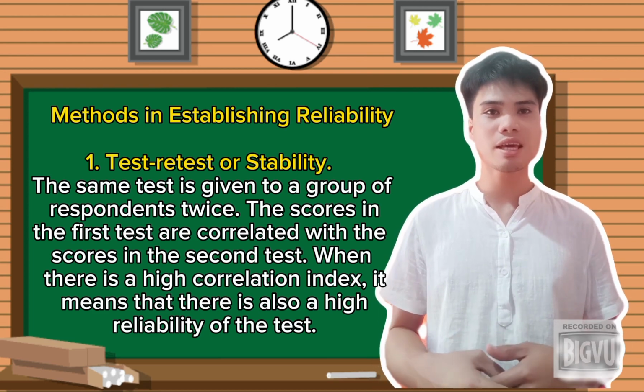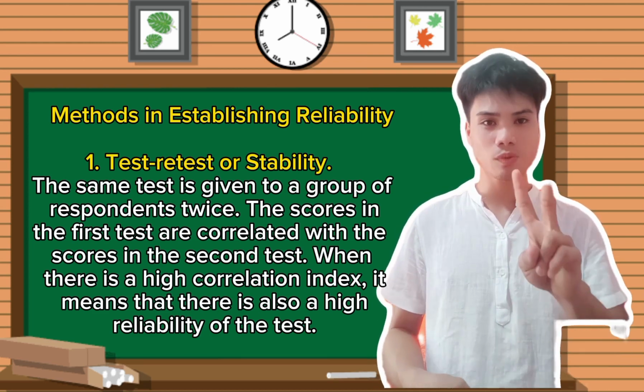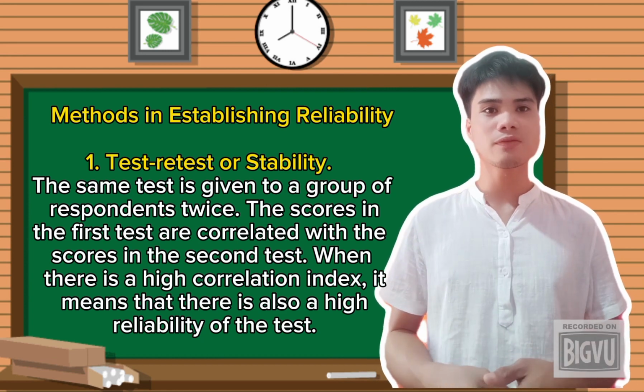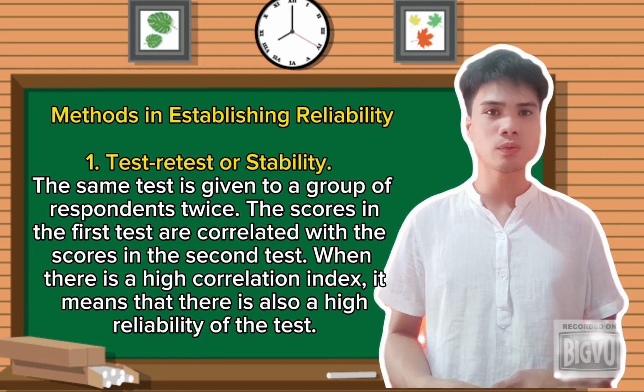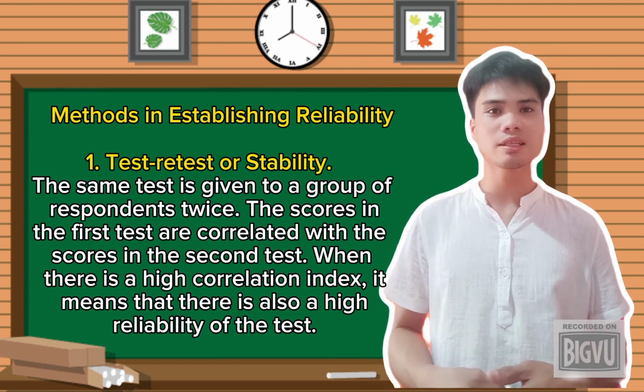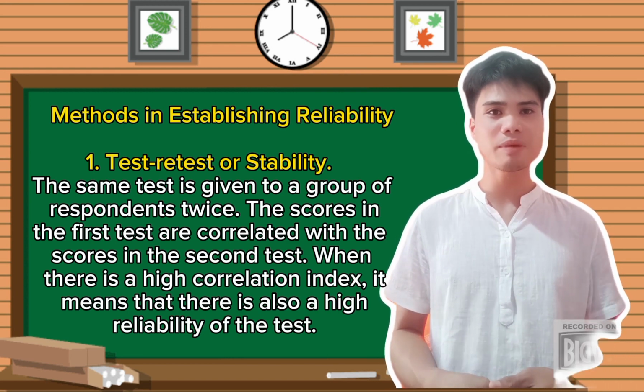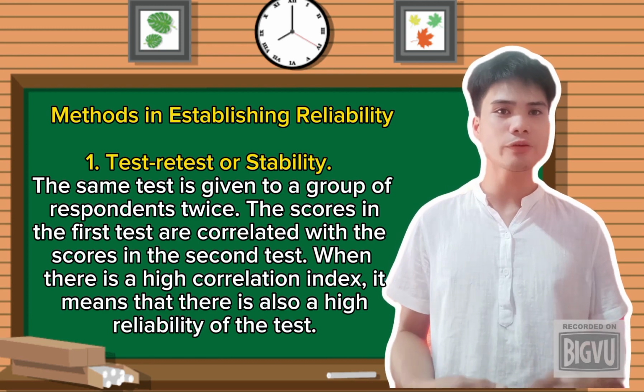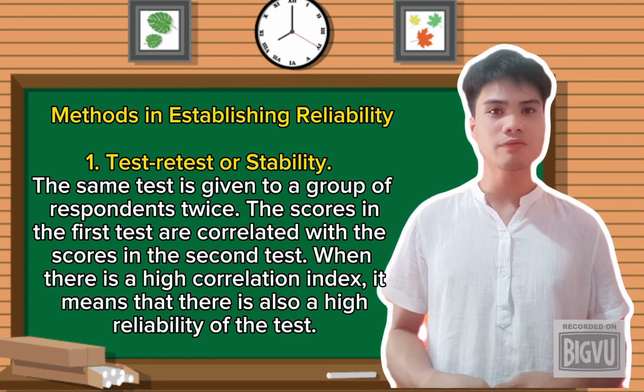The same test is given to a group of respondents twice. The scores in the first test are correlated with the scores in the second test. When there is a high correlation index, it means that there is also a high reliability of the test.